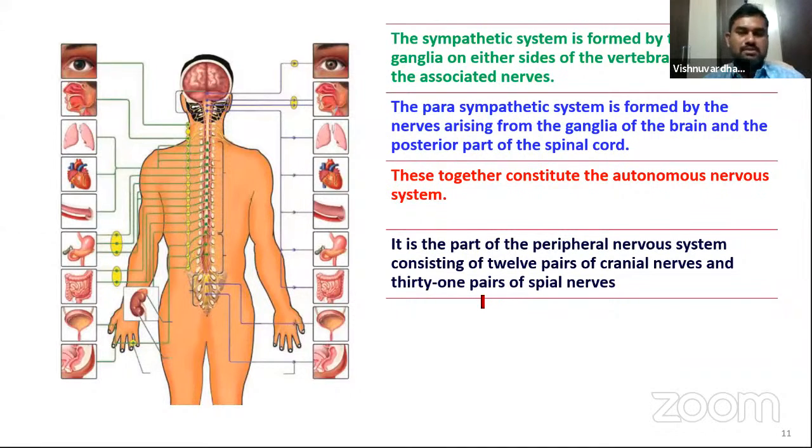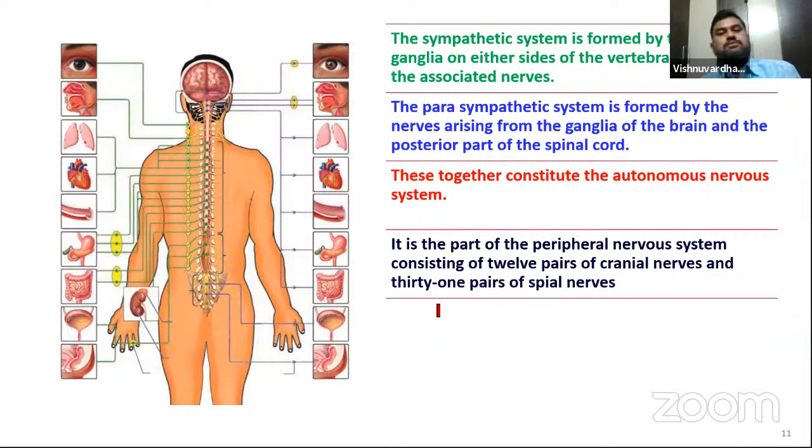Okay, once again, it is very important to remember that it is part of the peripheral nervous system only. It is part of the peripheral nervous system consisting of 12 pairs of cranial nerves, meaning the nerves which arise from the brain, and 31 pairs of spinal nerves. Okay, in total 43 pairs of nerves are present in the peripheral nervous system: 12 pairs of cranial nerves that arise from the brain, and 31 pairs of spinal nerves.